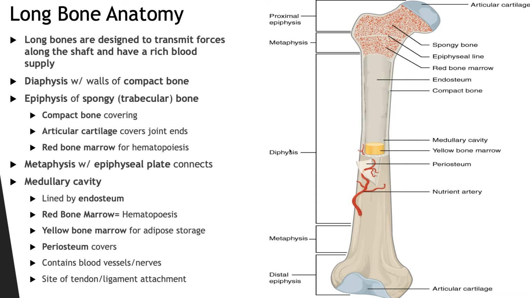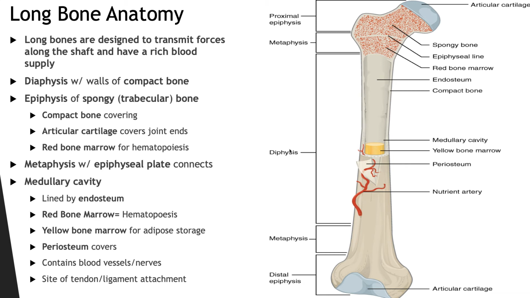We'll start with the diaphysis, which is a long tubular shaft that forms the axis of a typical long bone. The walls of the shaft are made primarily of compact bone. You have the epiphysis, which is the ends of the bone that are composed primarily of spongy bone, also called trabecular bone. Spongy bone consists of an open network of struts and plates called trabeculae that resemble a latticework, with red bone marrow filling the spaces in between. The spongy bone is then covered by a thin layer of compact bone and articular cartilage.